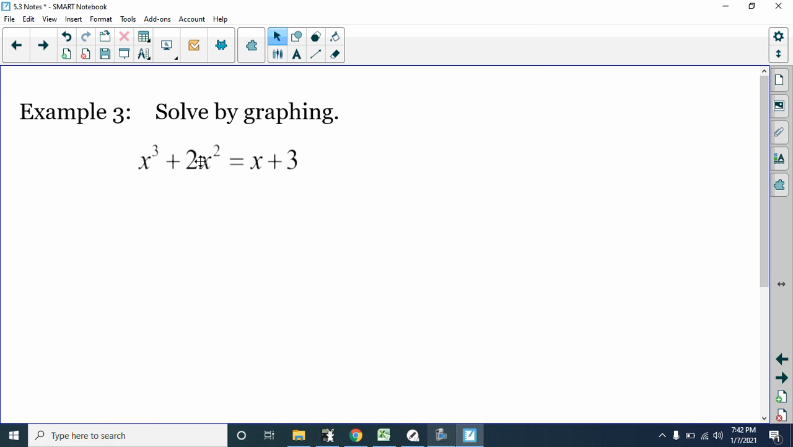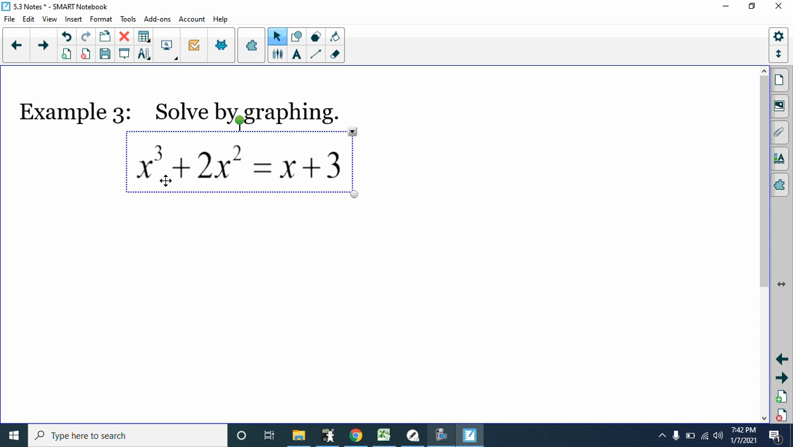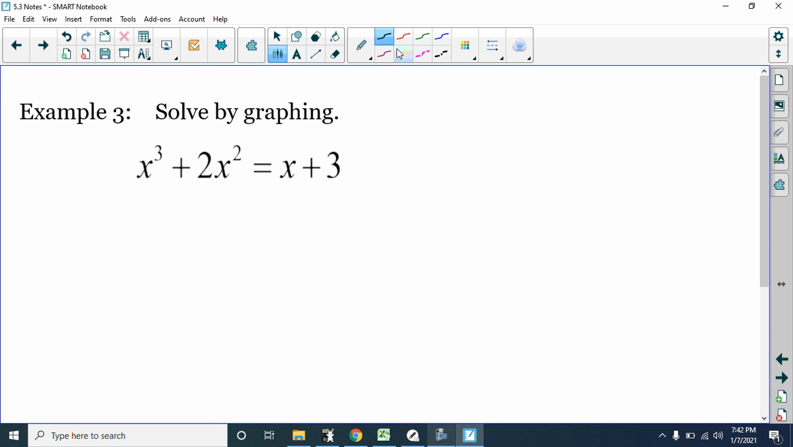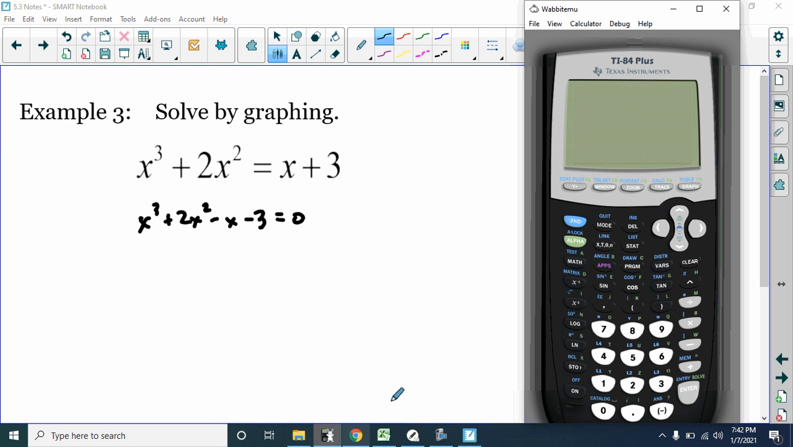So example 1 here asks us to solve by graphing. We're given x cubed plus 2x squared equals x plus 3. To solve by graphing, you always want to get your equation equal to 0 first. So I'm going to subtract x from both sides and subtract 3 from both sides, and my equation is equal to 0. And now we are going to graph the function. So we've got x cubed plus 2x squared minus x minus 3. We're graphing y equals that.